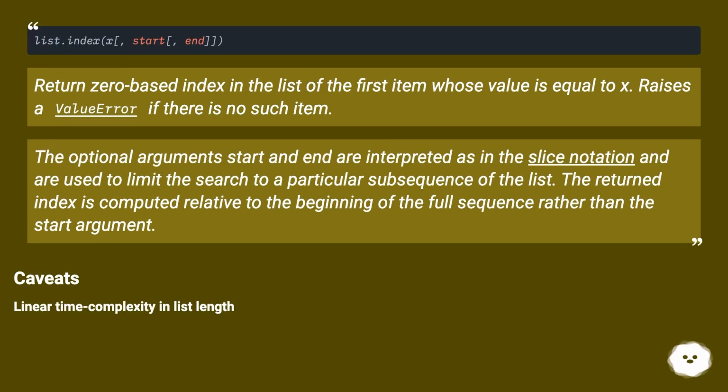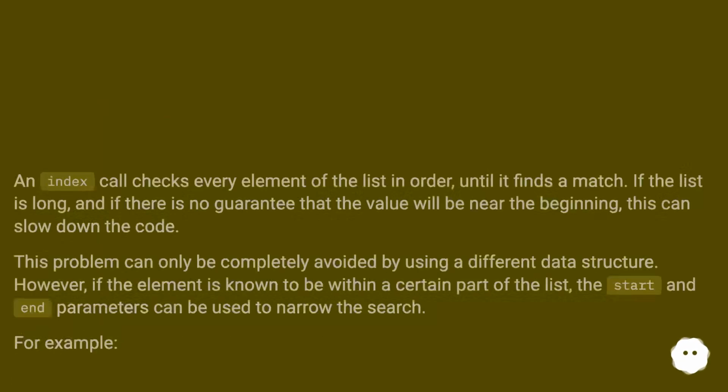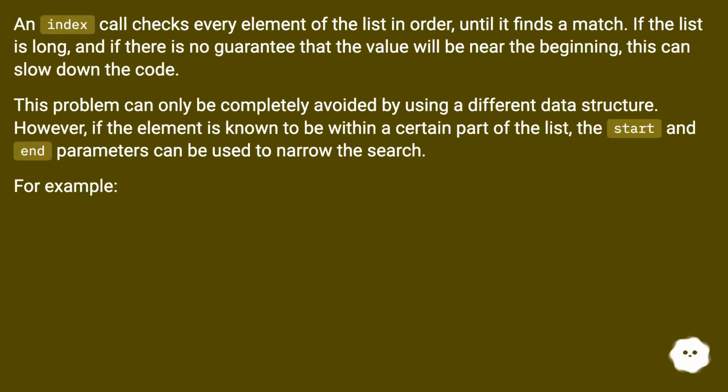Caveats. Linear time complexity in list length. An index call checks every element of the list in order until it finds a match. If the list is long, and if there is no guarantee that the value will be near the beginning, this can slow down the code. This problem can only be completely avoided by using a different data structure. However, if the element is known to be within a certain part of the list, the start and end parameters can be used to narrow the search.